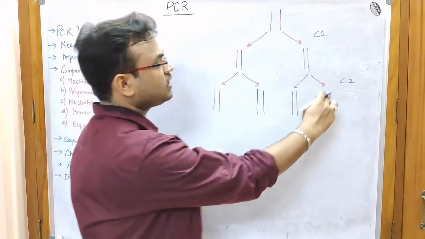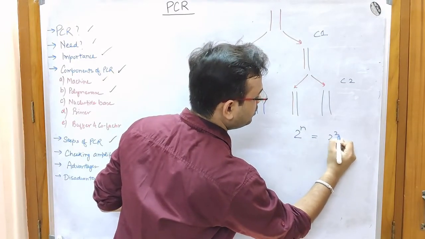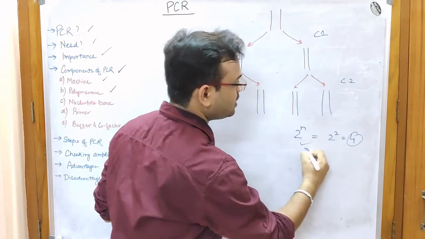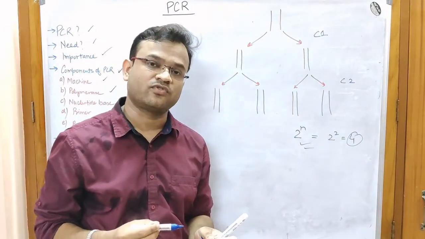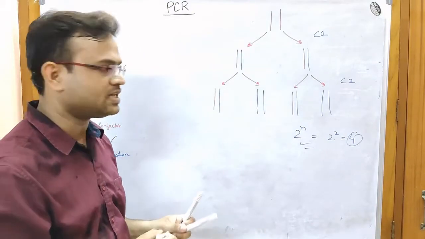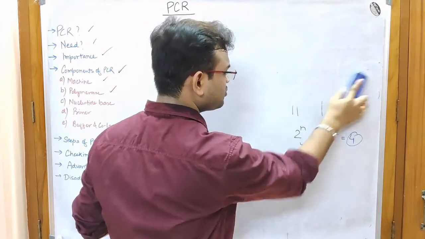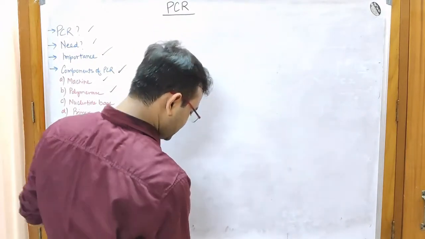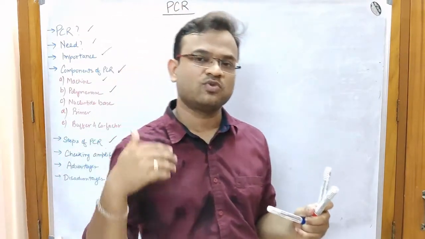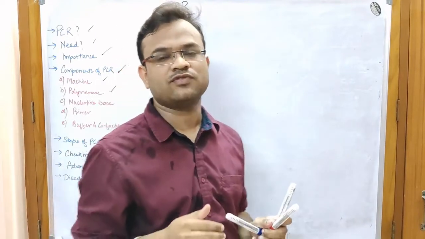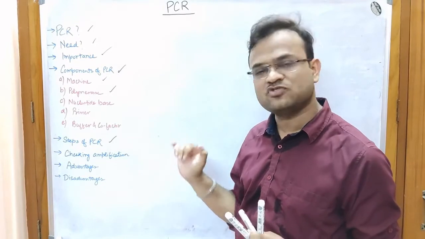How can you calculate this? You can just put the number of cycles value to be 2, and you will get 2 to the power 2 would be 4, right? So this is the basic, and from here numerical questions also come for the CSIR examinations, right? So this is what I wanted to show you about the process, that how amplification takes place. It grows exponentially, right? So that is why we have used the formula 2 to the power n. So this was about the steps of PCR.